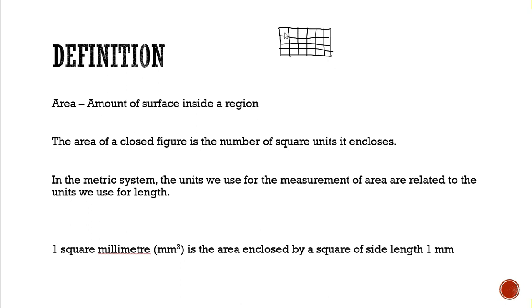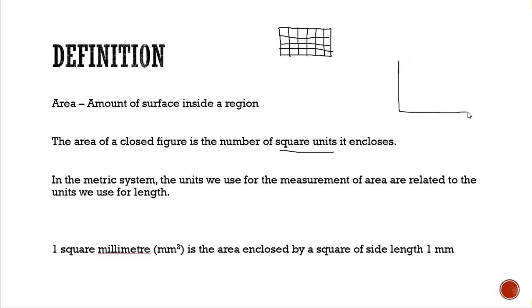If we count how many square units we have here, we have 1, 2, 3, 4, 5, 6, and there are 4 lines, so there are 24 square units. We did not say what unit it is. So whenever there's no unit written in a certain figure, we just claim square units as our unit. In the metric system, the units we use for the measurement of area are related to the units we use for length.